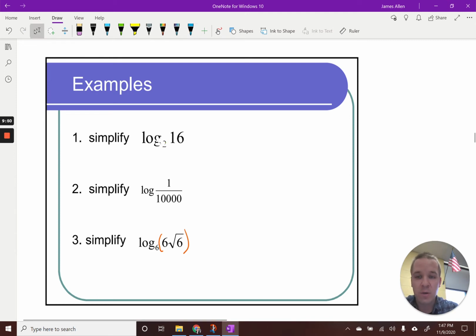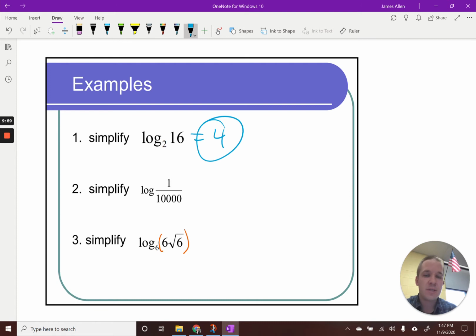So for the first one here, we have log base 2 of 16. That reads 2 to what power is 16? You should be able to do this by hand, not with your calculator. 2 to the 4th power is going to be 16. Logs are exponents. 2 to the 4th power, exponent 4.